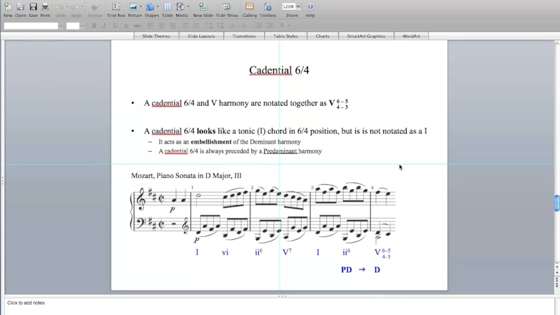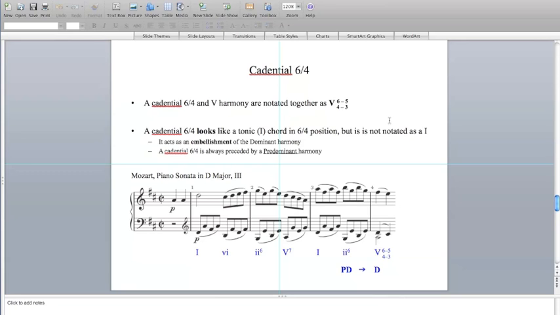Now if you look at the cadential 6-4 by itself, you have A, D, F sharp. This looks like a tonic or 1 chord in 6-4 position, but it is not notated as a tonic 1. The reason for this is it's acting as an embellishment of the dominant harmony. It is always preceded by a predominant, and it connects the predominant to the dominant.